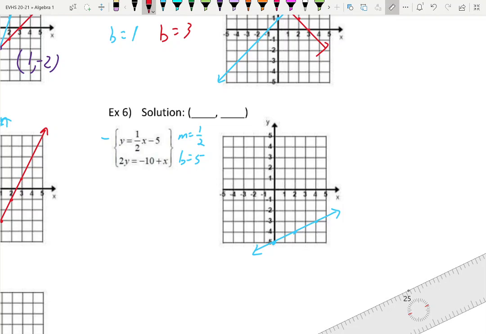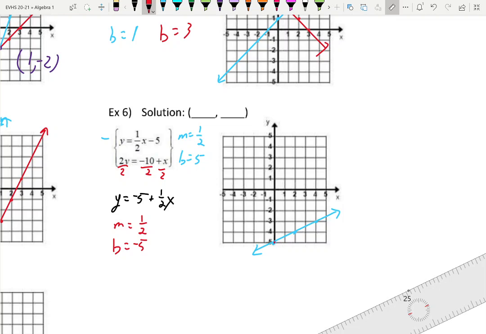And now for the next one, I'm going to divide by 2, and we divide everything by 2, and that's going to give me y equals, now -10 divided by 2 is -5, and then plus 1/2 x. So now we write our slope, which is, again, the coefficient of x, so that's 1/2. My y-intercept is the constant, which is -5.